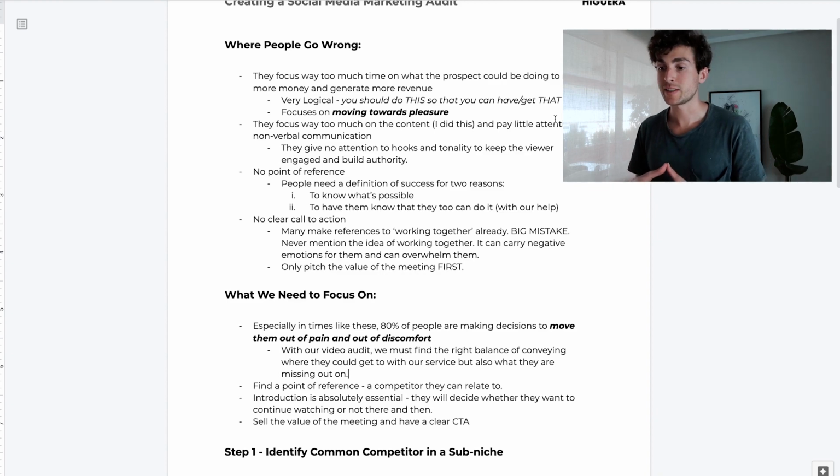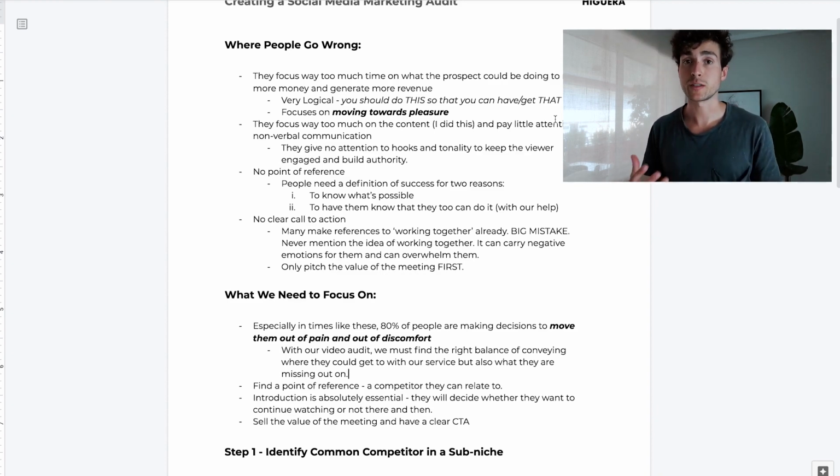Now, what do we actually need to focus on? The first thing, as I said, is especially in times like these where there's a lot of uncertainty and it's a bit of mass hysteria, 80% of people are making decisions to move them out of pain and out of discomfort. And we don't know how long this is gonna prolong, right? But it's still a time of a lot of uncertainty. And even once we get out of this period, still most people make decisions to move out of pain instead of to chase pleasure, okay?